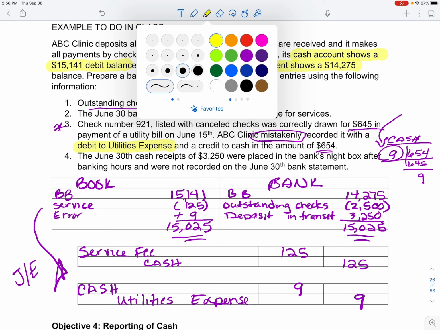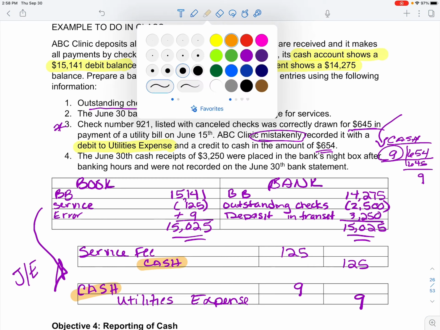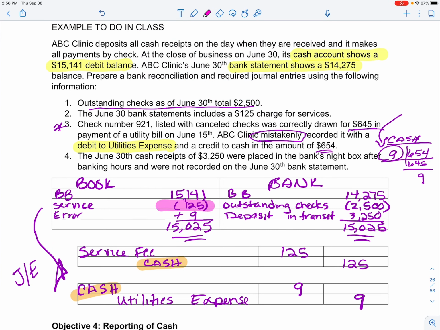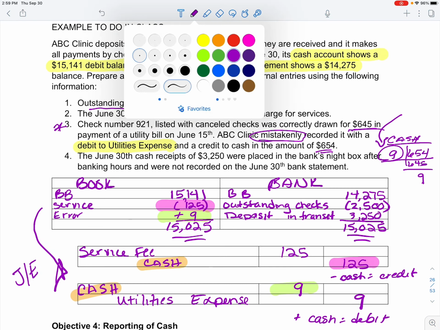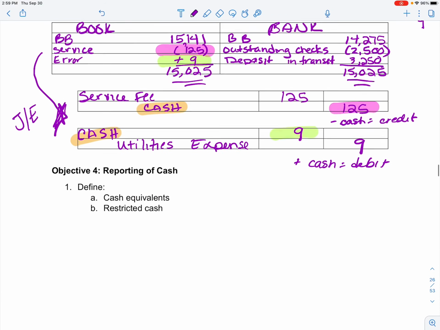So I want you to notice a couple things here. Anything on the book side requires a journal entry. Cash is always included. If we are going to subtract, that cash is going to be a credit. So any subtraction of cash is a credit. We're decreasing our cash. Any addition of cash is going to be a debit. But cash is always included. Cash will always be included in the journal entries for the bank reconciliation and only on the book side.